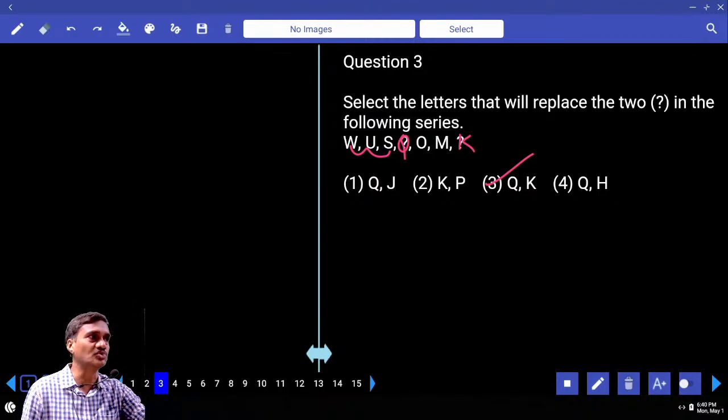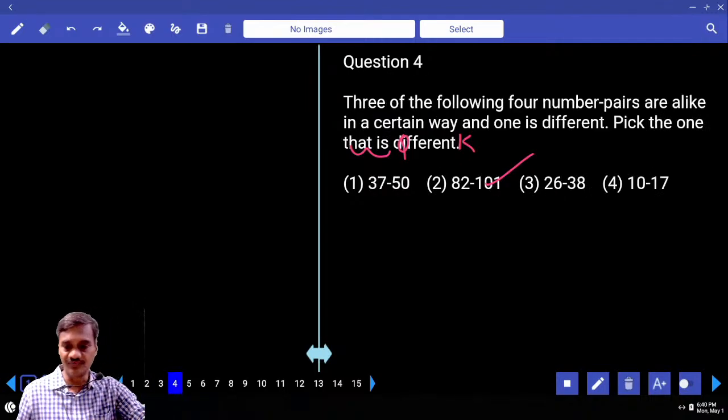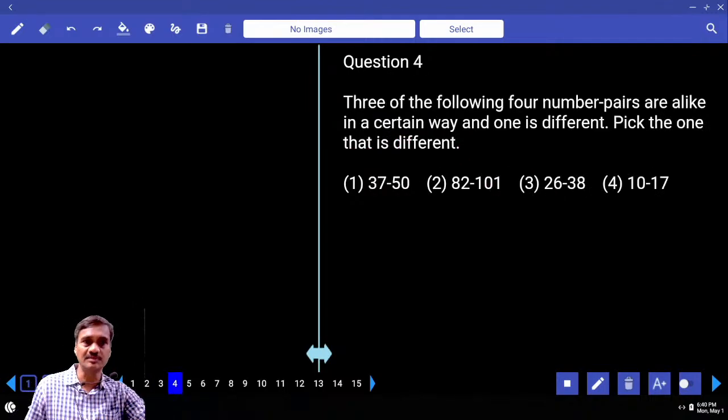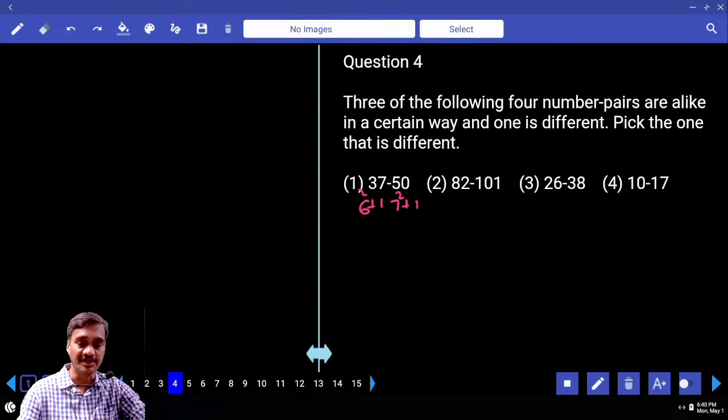Difference between the letters, two letters are subtracted. Then fourth one, 37 and 50. 37 can be written as 6 squared plus 1. And 50 can be written as 7 squared plus 1. 82, 9 squared plus 1. 101, 10 squared plus 1.